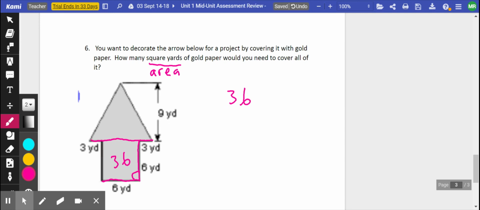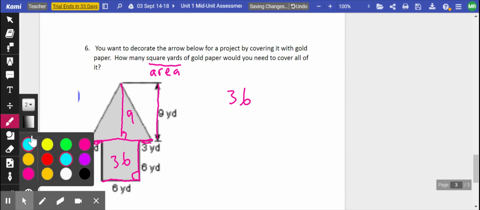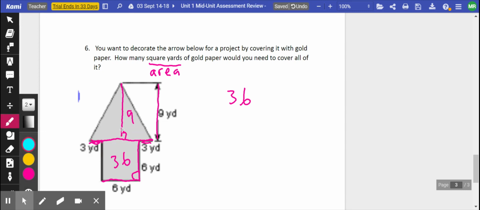All right, now for the triangle, we see that the height is going to go from this opposite vertex straight down to make the right angle. And that height that I just drew in is the same length as that line segment right there. So the height of the triangle is 9. And now we need to figure out the base of the triangle. We have these 2 little pieces on the ends here that are each 3 yards. So we just need to figure out what this piece in the middle is.